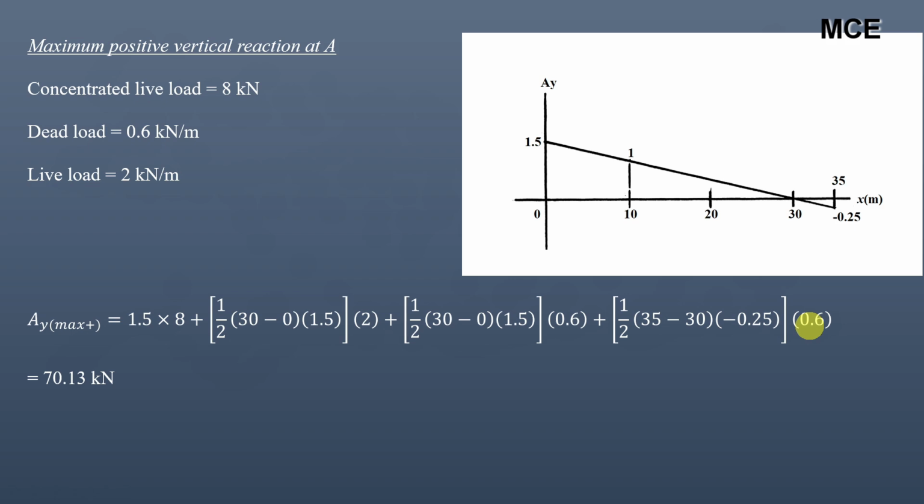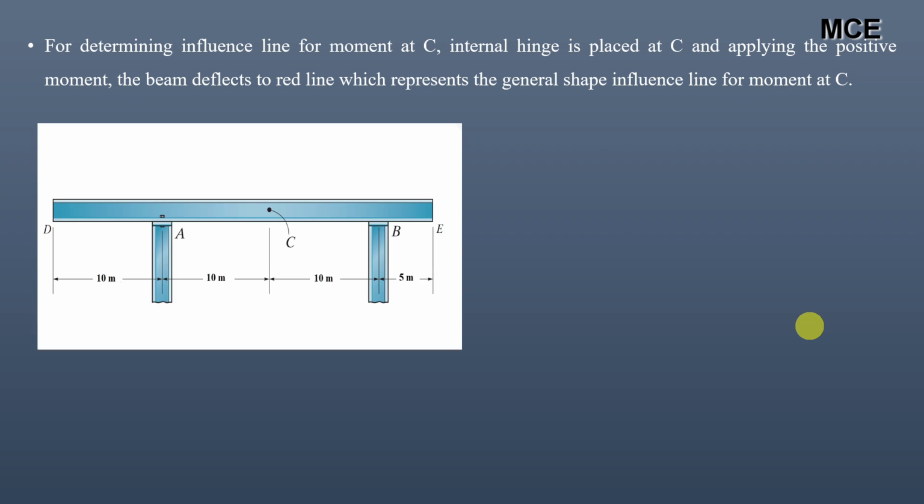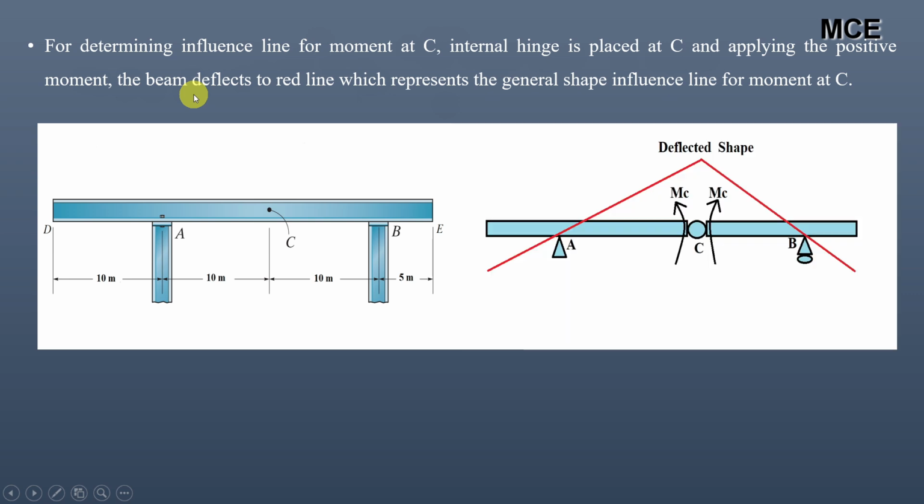Okay, after that, the next influence line diagram is for the moment at C. So to find the moment at C, again we will use the Muller-Breslau principle, that is, at C we will place an internal hinge and then apply the positive moment. The beam will deflect to the red line, which represents the general shape for the influence line diagram for moment at C. Okay, replace the support at C, place a pin and then apply the positive moments.